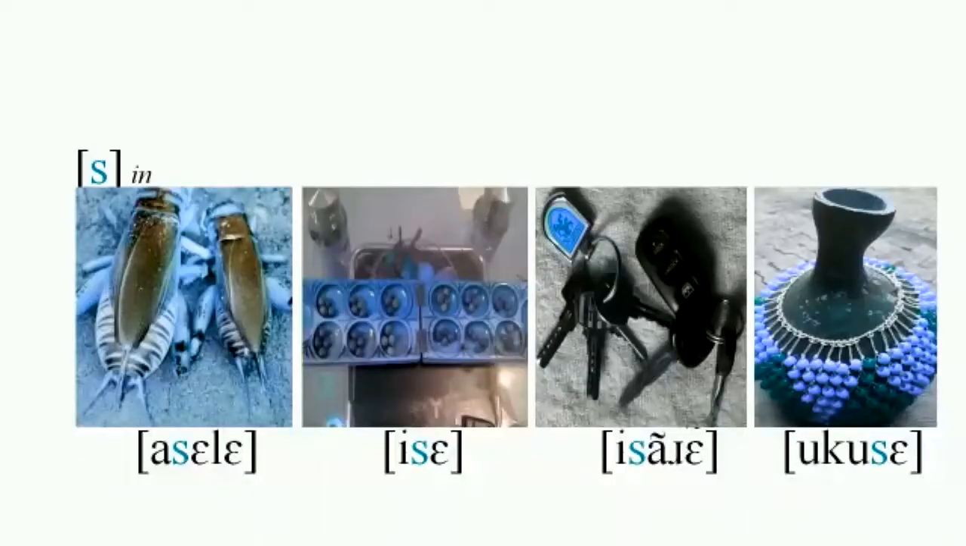C in Asele, Ise, Isai, Ukuse. T in Utum. This is the species of Utum that is called Utum Pepelu. Atete, Otien, Ite.